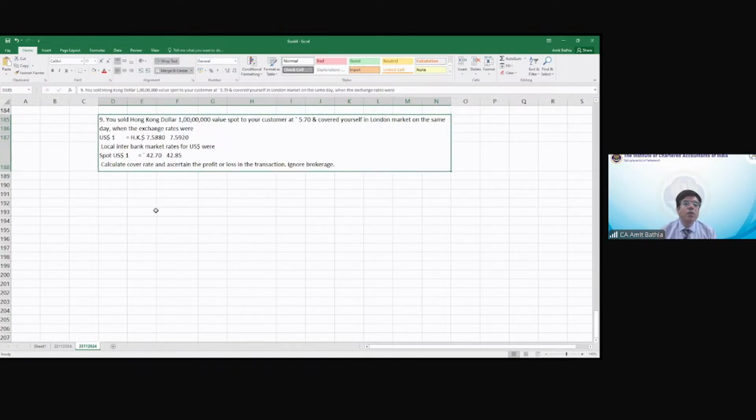So here, first of all, what we are supposed to find is the cover rate, meaning basically we are supposed to find the applicable cross rate for us in this transaction as per the prevailing rates. Remember, we had sold to the customer at rupees 5.70. Say my answer comes to 5.50 or 5.60, then the 10 paise difference is the profit made by the bank. But if the answer comes to 5.90, then you have already sold it to your customer at 5.70, so you will be making a 10-20 paise loss. That is what is expected to be computed.